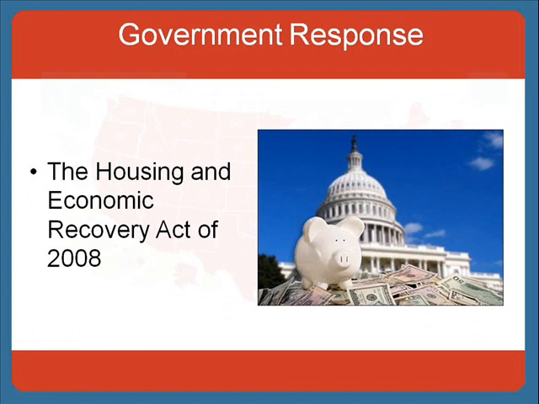In response to the collapsing housing market and economy, the U.S. Congress passed the Housing and Economic Recovery Act on July 24, 2008, and President George W. Bush signed it into law on July 30th. The act mainly targeted subprime borrowers by authorizing the Federal Housing Administration to guarantee up to $300 billion in 30-year fixed-rate mortgages.